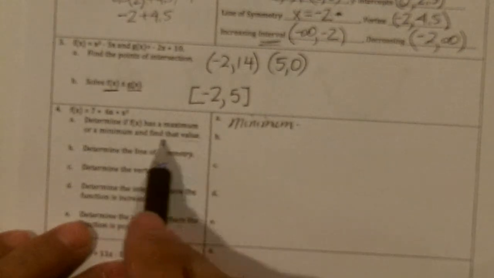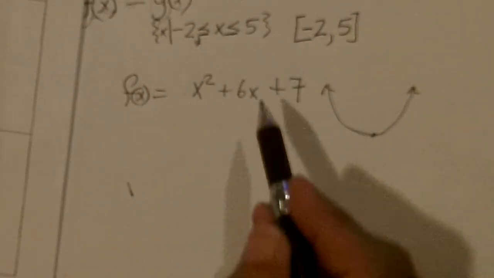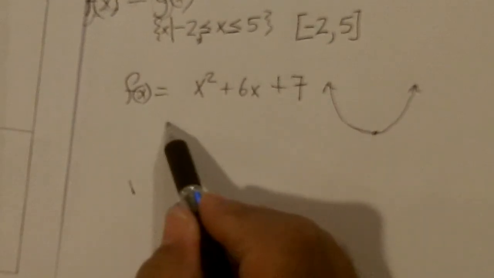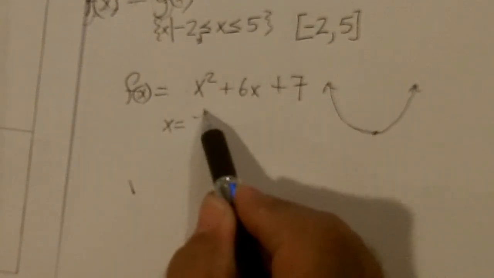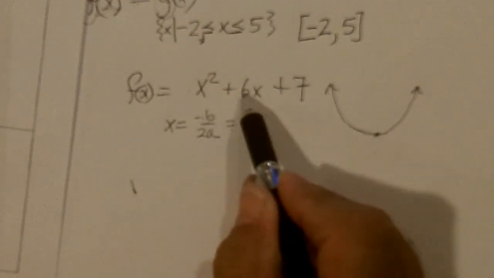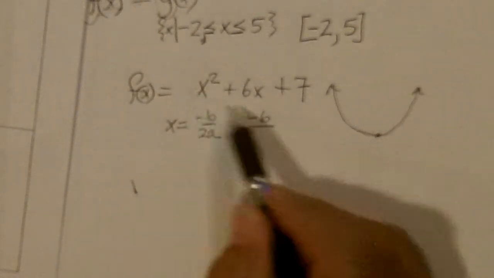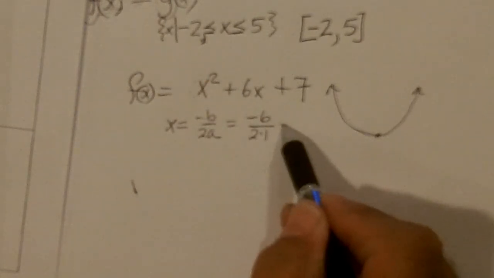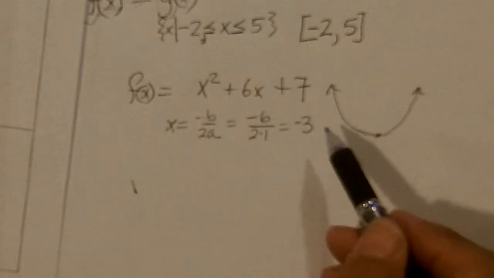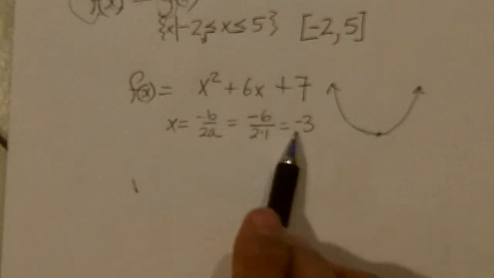And find the minimum value. Well, that's at the vertex, and it says determine the vertex and the line of symmetry. Well, the line of symmetry is at x equal -b over 2a. So that's going to be the opposite of 6 over 2 times 1, which is -3. So the axis of symmetry is x equal -3.